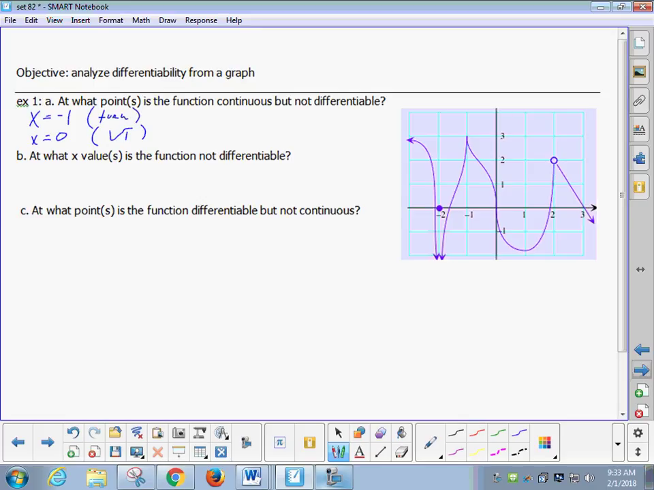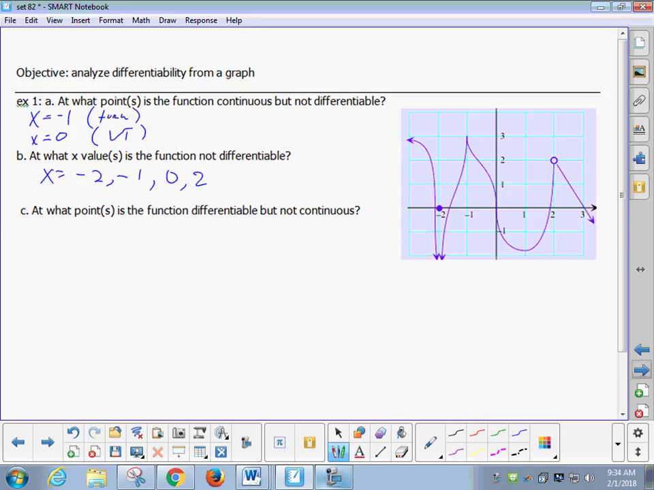Why not 2? It says, is the function continuous but not differentiable? Is it continuous at 2? It is not. So 2 is not to be included. Okay? At what x value or values is the function not differentiable? Just not differentiable. And so how many points do you have and what are they? -2. You agree the function's not differentiable at -2 because it's not continuous there. What else? Still -1. That's still in there. What else? 0 is still in there. And 2.